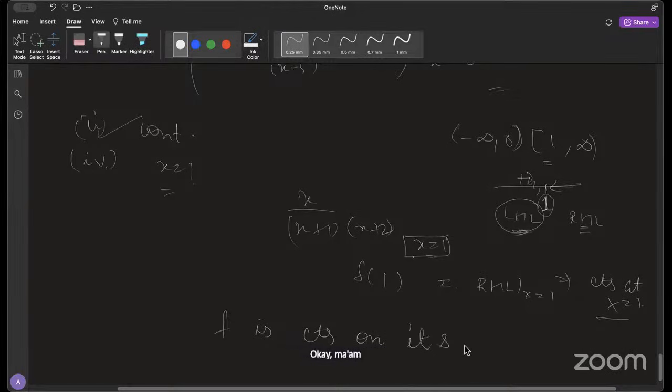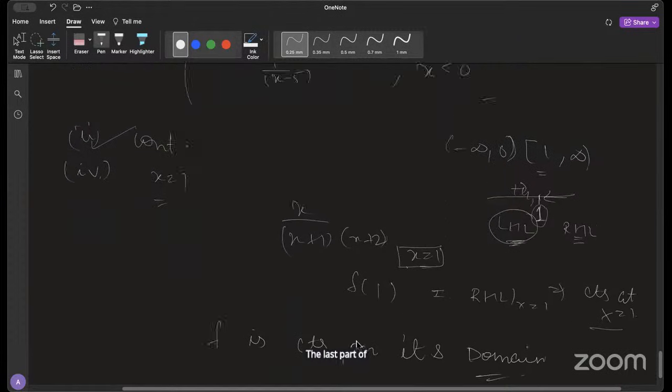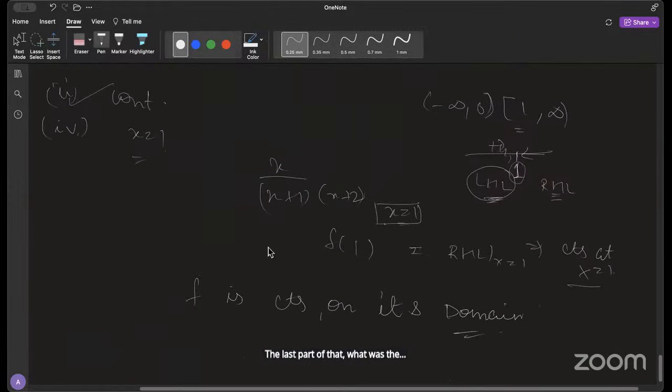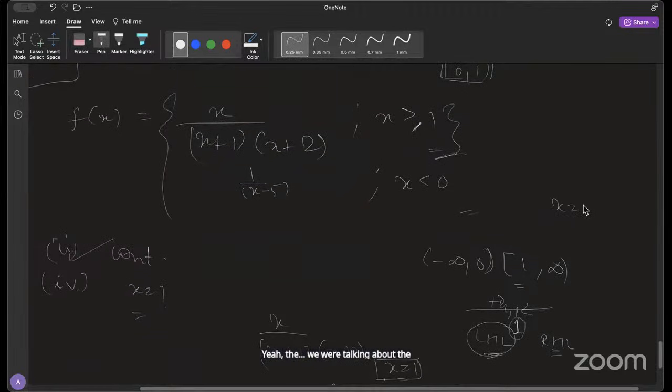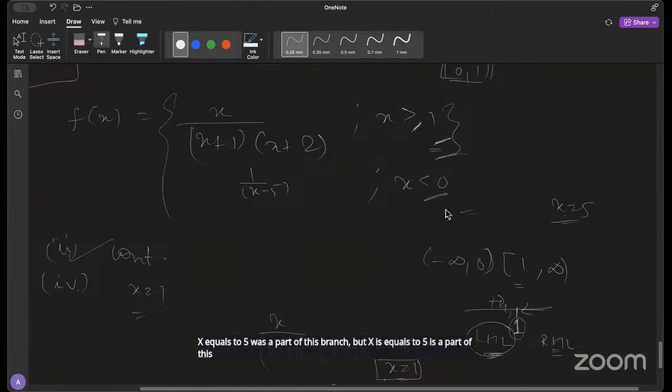Okay, ma'am. Anything else? And for the last thing that you explained, what was the student that asked, 1 upon x minus 5? Yeah, we were talking about the point x equals to 5. It would have been a problem if x equals to 5 was a part of this branch. But x equals to 5 is a part of this branch, so there's no problem.